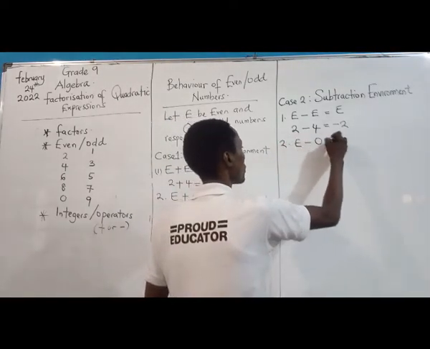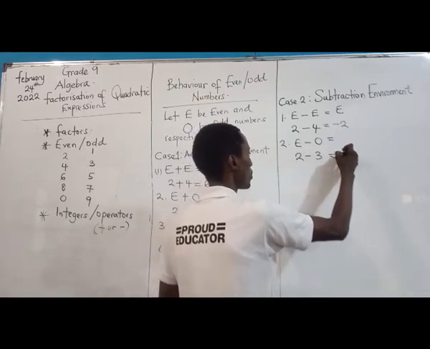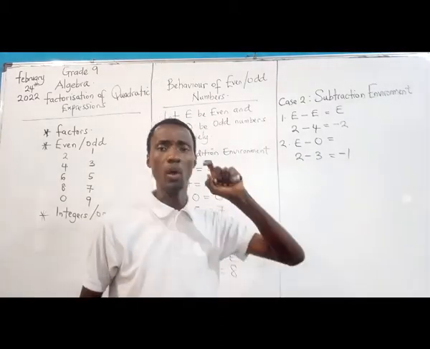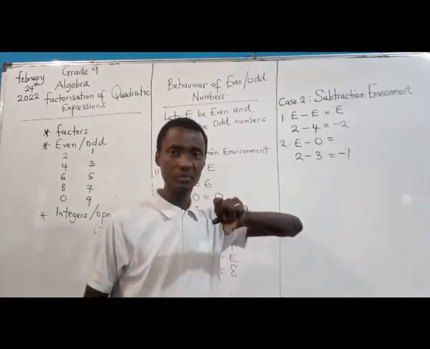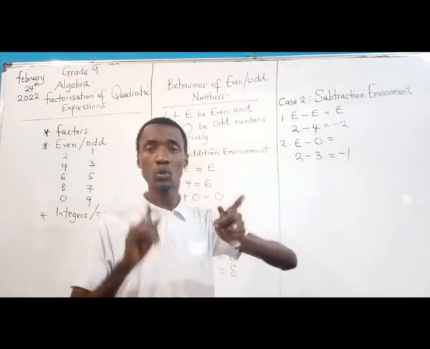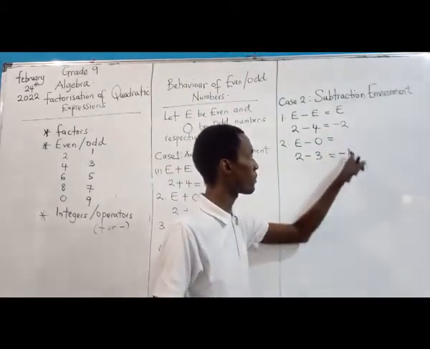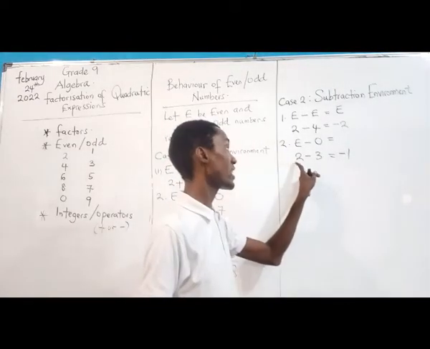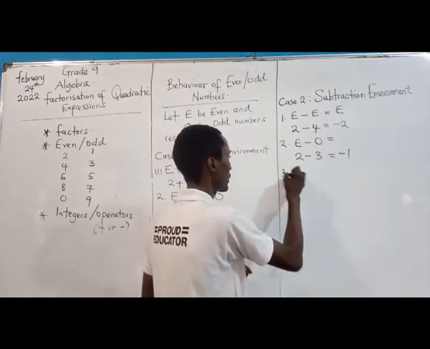So we take even minus odd. We take any case. Let's say 2 minus 3. We get what? A negative 1. The reason why I'm doing this is because a number, even or odd, whether the number is negative or positive, is still, we're not considering the signs, we're considering the nature of the numbers there. So if I say even minus odd, what I will get will be odd.